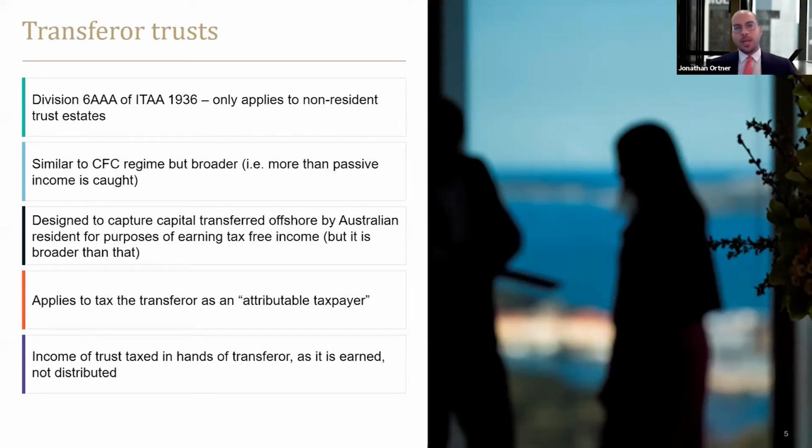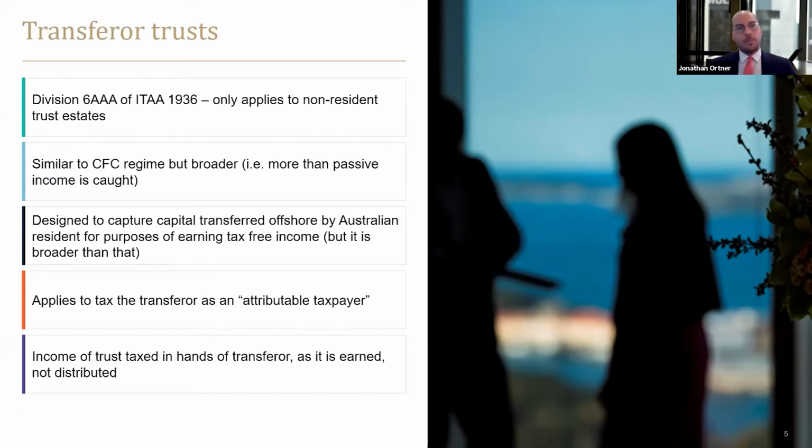The transfer of trust rules are, however, broader than the CFC regime in that included in the attributable income, which is a concept that we will come to, is more than just passive income, which is all that will be included for CFC purposes. Active income is caught as well.